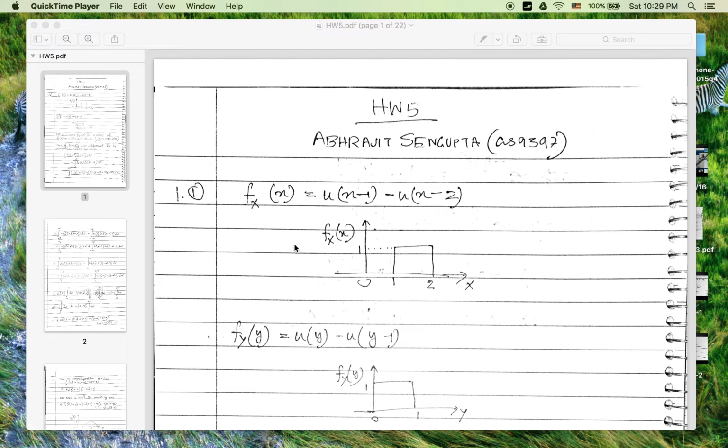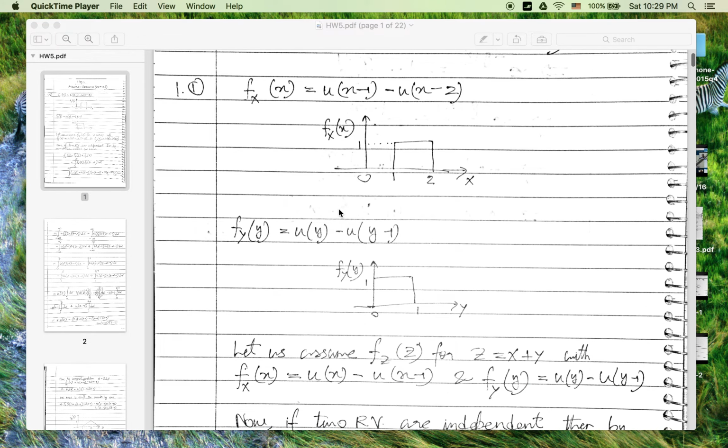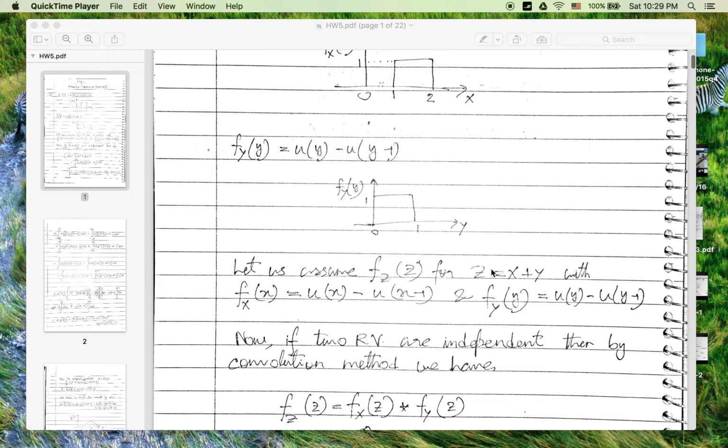So let us first look at the method by convolution method. So fx is defined as step functions, that u of x minus 1 minus u of x minus 2, and its graph is like this. And fy is also defined in terms of step functions, that is u of y minus u of y minus 1, and this is fy's graph. So z is x plus y. So how can we calculate the fz in terms of convolution method?